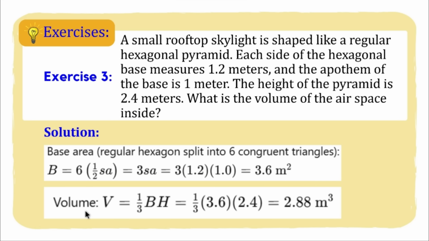So next is volume. Volume is 1/3 base times height. The base is 3.6 square meters, and then times the height of the pyramid, which is 2.4 meters. It will now give you 2.88 cubic meters in the end of our computation. So we have our final answer, 2.88 cubic meters.